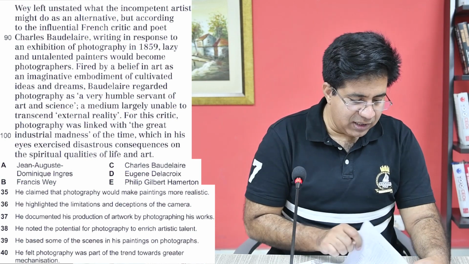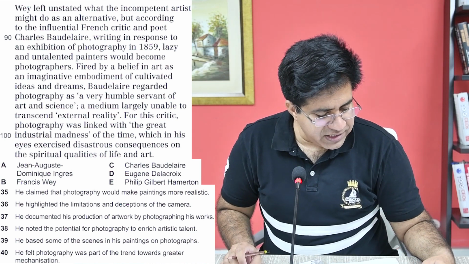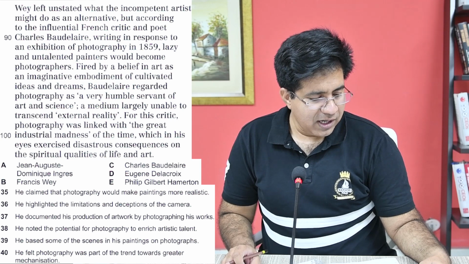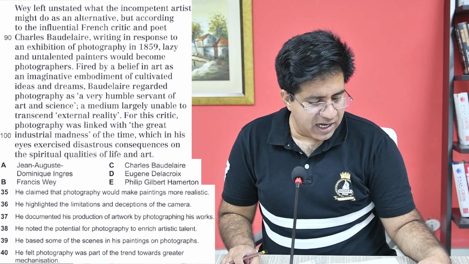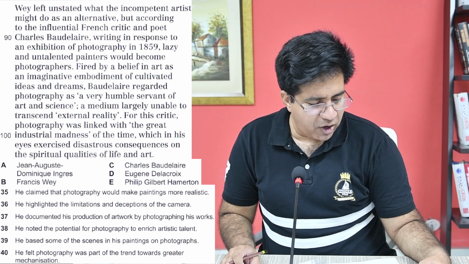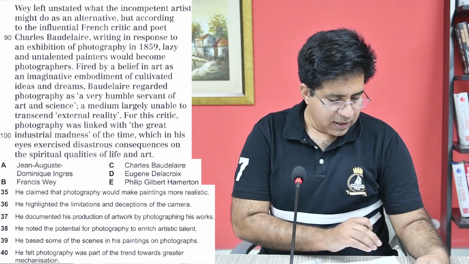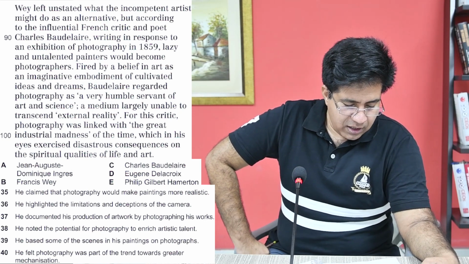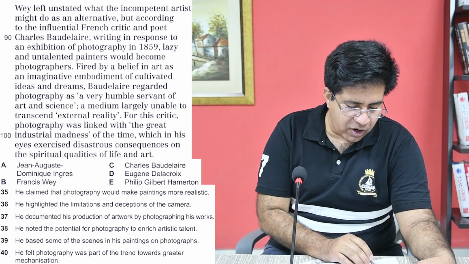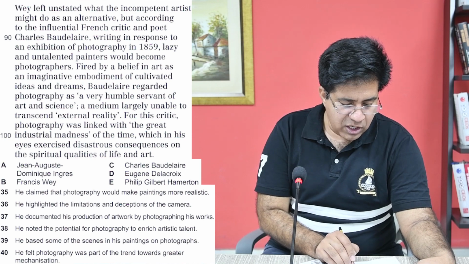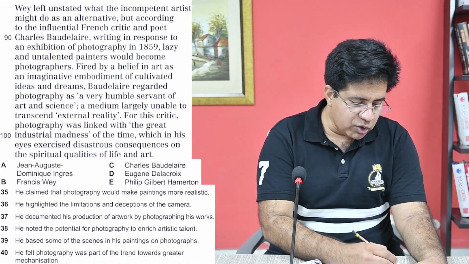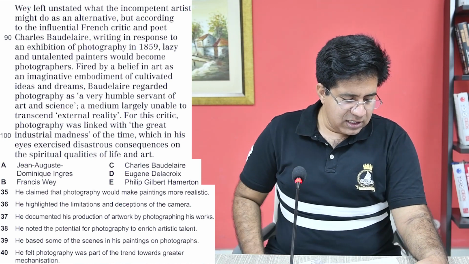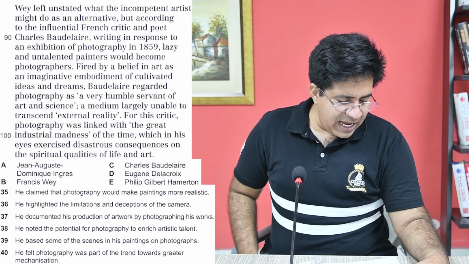It is question number 40. Just focus on this line. For this critic, photography was linked with the great industrial madness of the time. Industrial is linked with mechanization. He felt photography was part of the trend towards greater mechanization. So for question number 40, the answer is C. Now we are left with 36 and 38, and we have got two options.